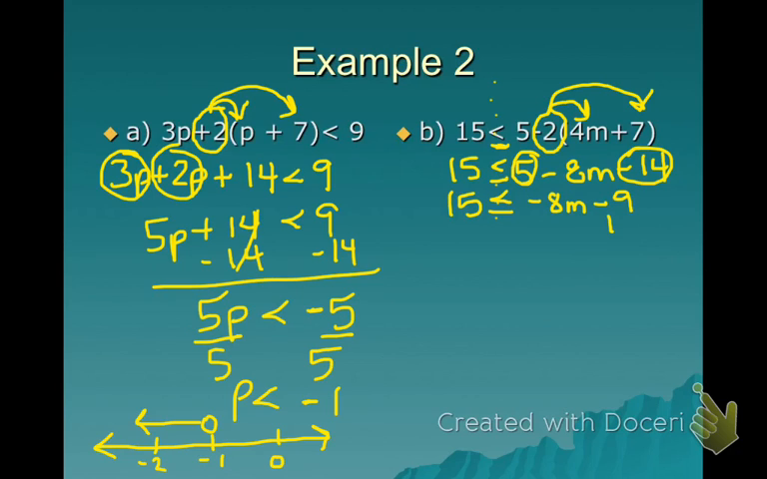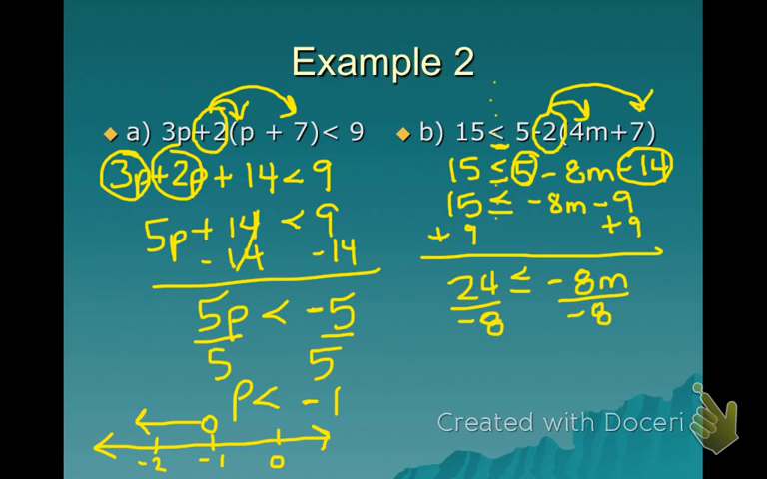See the variable, we want to add 9 to both sides. Okay, 15 plus 9 is 24. It's going to be less than or equal to negative 8m. We'll be dividing by negative 8. We'll get negative 3. We divided by a negative, which flips or reverses the symbol. Okay, so we have negative 3 is greater than or equal to m, right? That also means that m is on the less than or equal to side of the symbol.